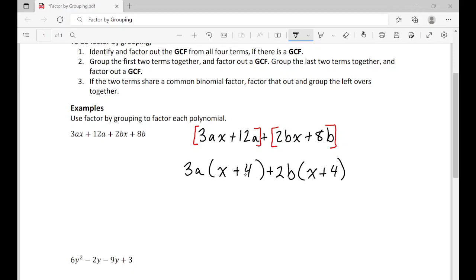Now, what's inside my parentheses? Inside my first parentheses specifically should be the exact same as in my second. So if there is a mistake, it's most likely going to come in the second one. We'll come to that later, but the second one should mirror the first one perfectly. And in this case it does, x plus 4. So I can take an x plus 4 out of both terms, and I'm left with 3a plus 2b. So 3a plus 2b. And this is the factored form of this polynomial when done by grouping.